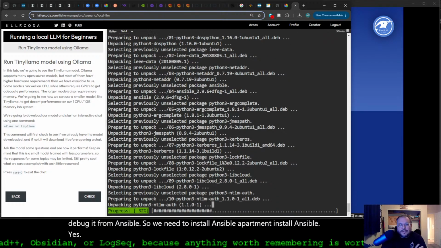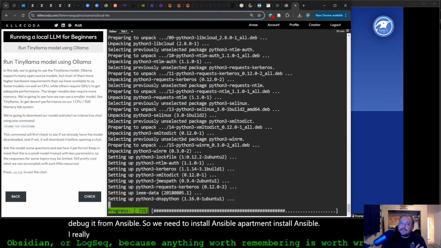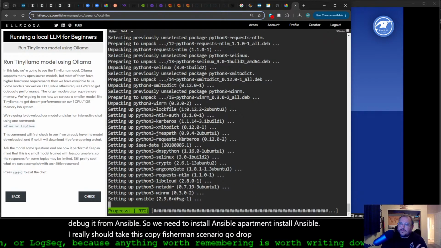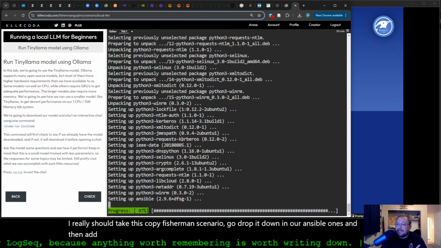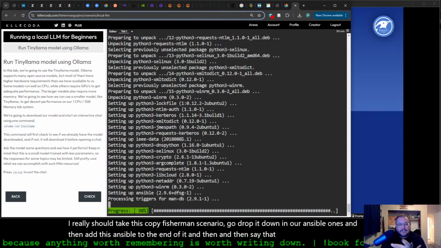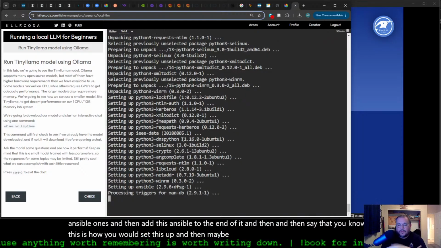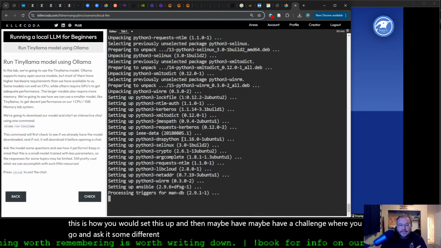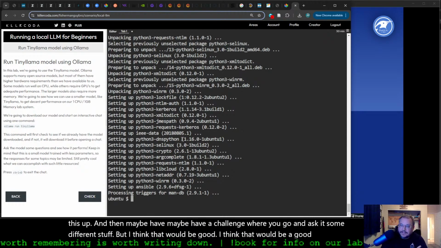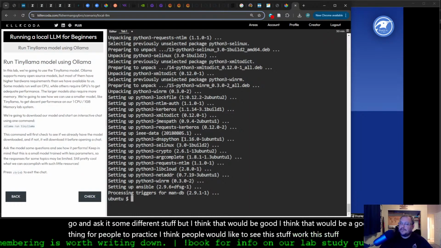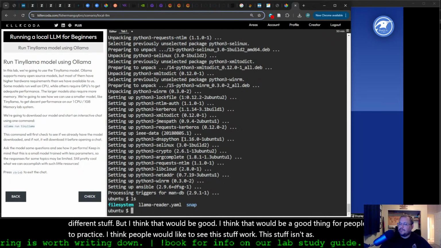I really should take this, you know, copy fisherman scenario, go drop it down in our Ansible ones, and then add this Ansible to the end of it, and then say that, you know, this is how you would set this up, and then maybe have a challenge where you go and ask it some different stuff. I think that would be good. I think that would be a good thing for people to practice. I think people would like to see this stuff work. This stuff isn't as maybe unattainable as you might think.